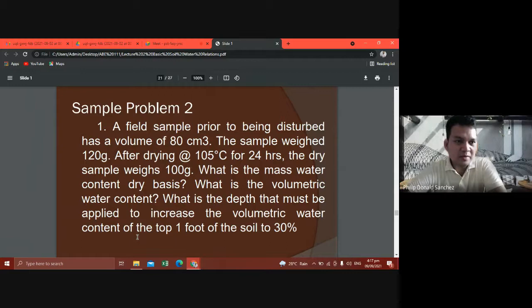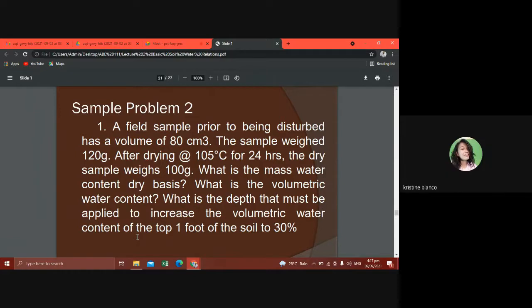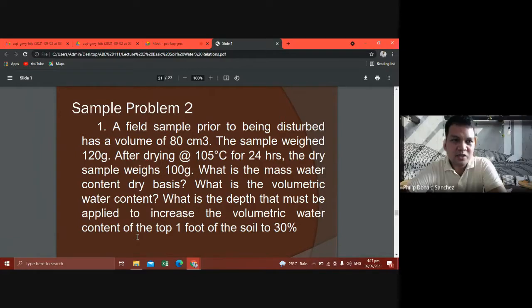Unsa man ang 20 grams? 120 minus 100. Unsa ang 20 grams? Weight sa moisture, no? So, what is the mass water content dry basis? What is the volumetric water content? So, what is the depth that must be applied to increase the volumetric water content of the top one foot of the soil to 30%?